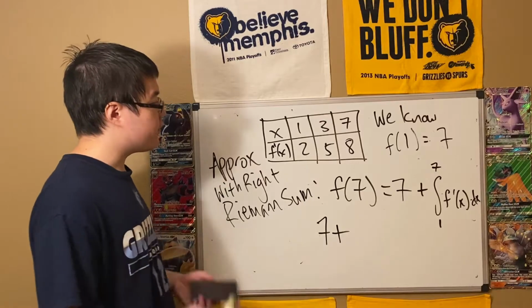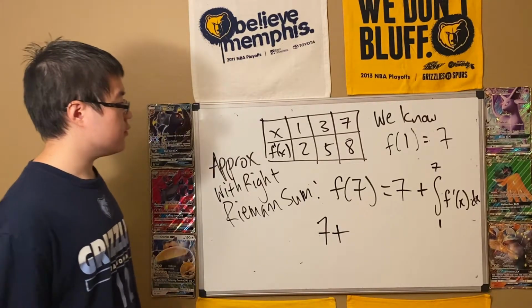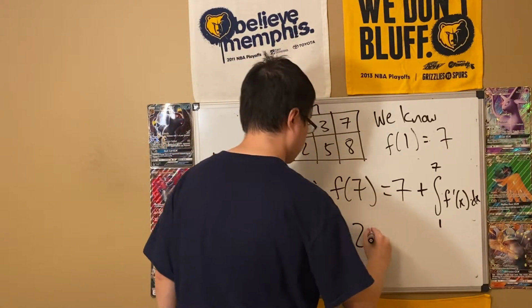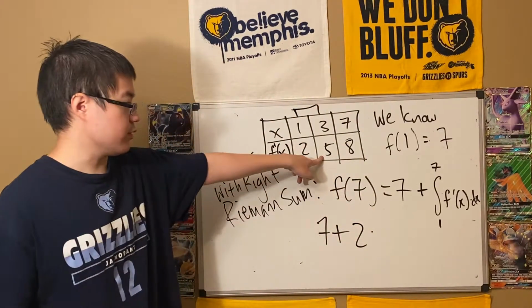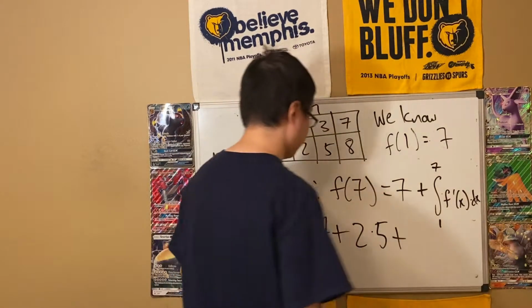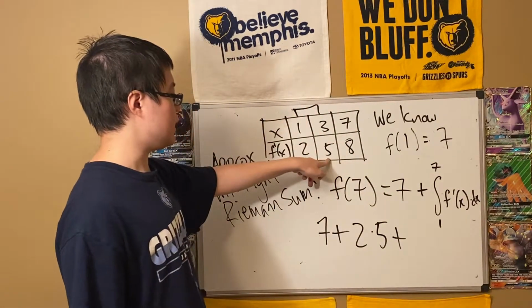Remember, it's always the difference in the x's times a y value. So it's going to be 3 minus 1. That's going to be 2. And then you choose the right endpoint. So we're going to choose 5 here. So it's going to be 2 times 5. So this is the first rectangle, base times height.